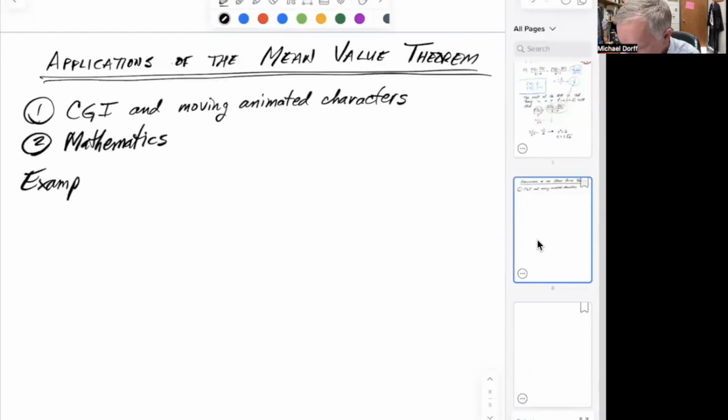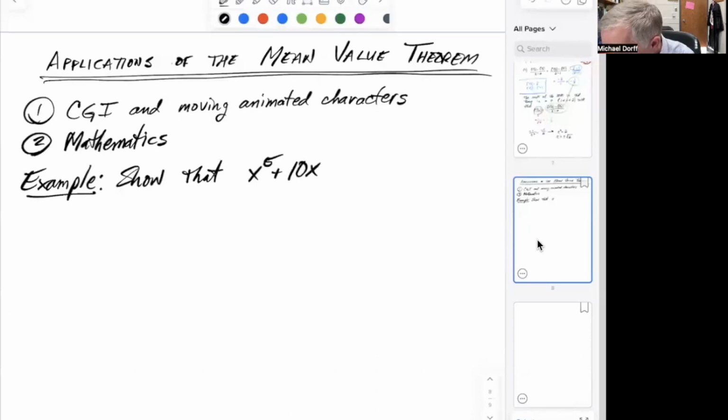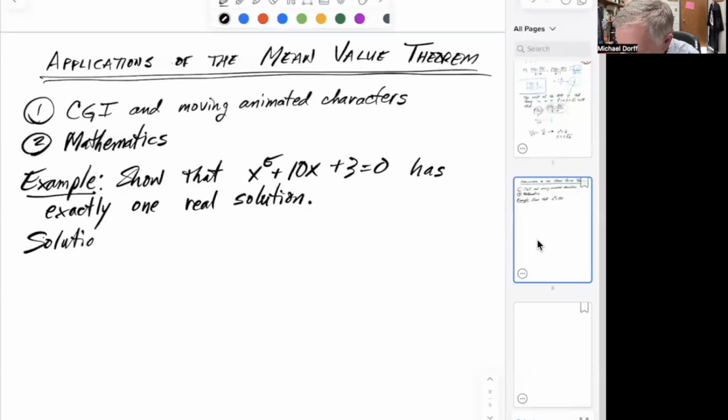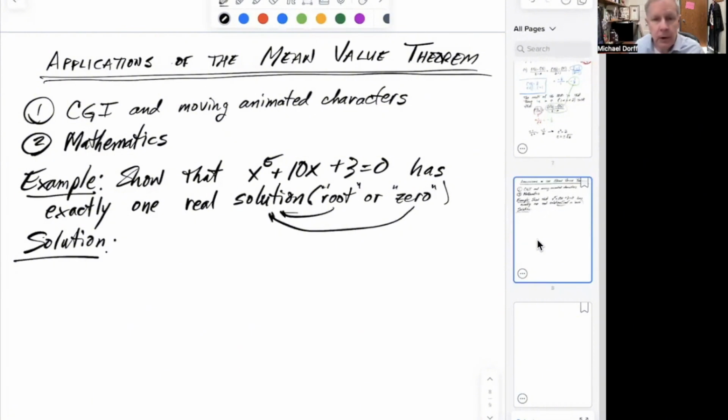And the example here will be to show that the equation x to the fifth plus 10x plus 3 equaling 0 has exactly one real solution. Now, when we say real solution, that means there's going to be one value for x that we can put in there. Sometimes this is also talked about as having a root or a 0. So these are terms that can be put in for solution here. Sometimes you'll see a homework problem or a test problem say, show that this has exactly one real root or one real 0, or it could even say just has one real solution.